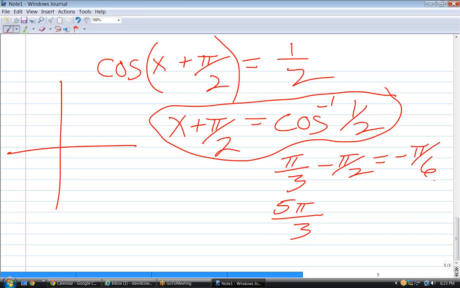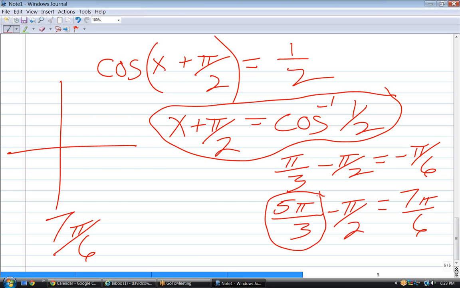That's not inside my domain. So let's go to the next one and subtract pi over 2 from this one. What does that give me? Let's see, 10 pi over 6 minus 3 pi over 6 is 7 pi over 6. There's our first answer, 7 pi over 6. Does that satisfy it? It sure does. 7 pi over 6 plus 3 pi over 6 is 10 pi over 6, and at 10 pi over 6, the cosine's equal to 1/2.